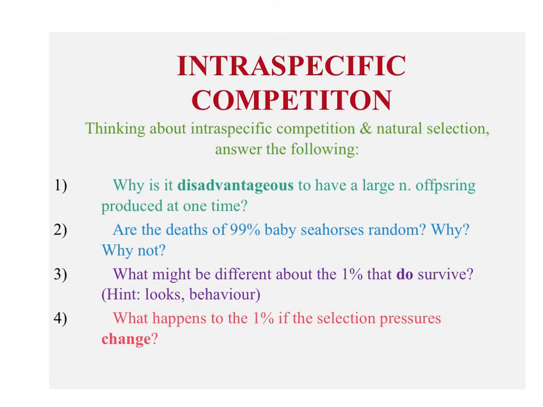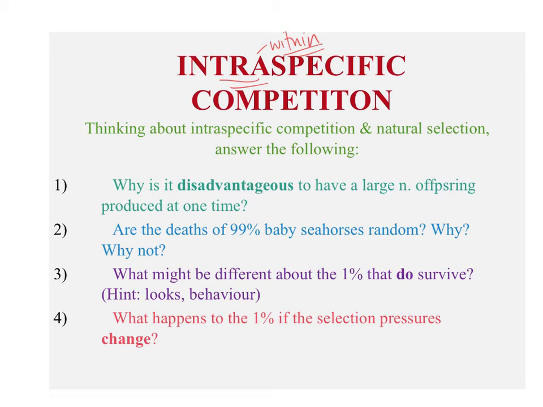Now we're going to move into thinking about intraspecific competition, so competition within the species, so between individuals, between us, and how natural selection can be affected by that large number of offspring. So have a go in your own words at answering each of these questions. I'm here if you've got any issues or you're not too sure, but why is it disadvantageous to have a large number of offspring produced at one time?